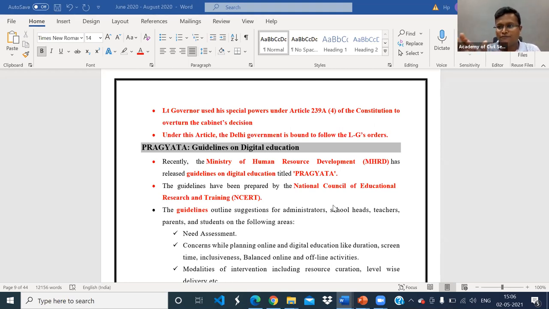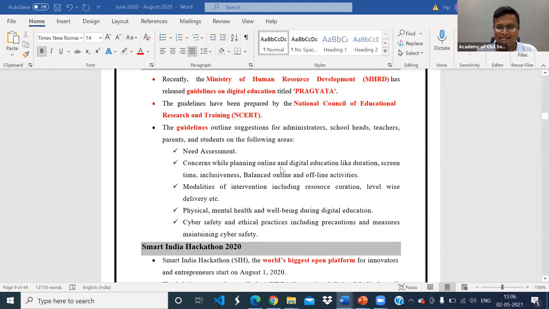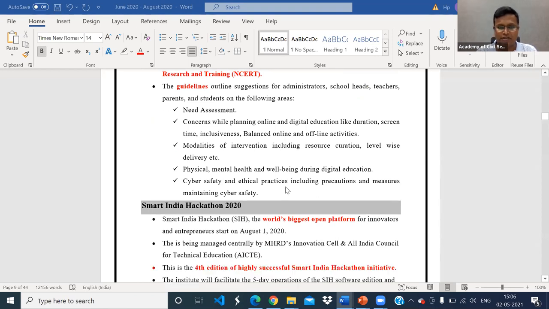Pragyata was the name of the guidelines issued by the Ministry of Human Resource Development, and that was prepared by NCERT. All of us are familiar, a UPSC aspirant must be familiar with the NCERT, National Council for Educational Research and Training. Some guidelines I have given here, you can read it.